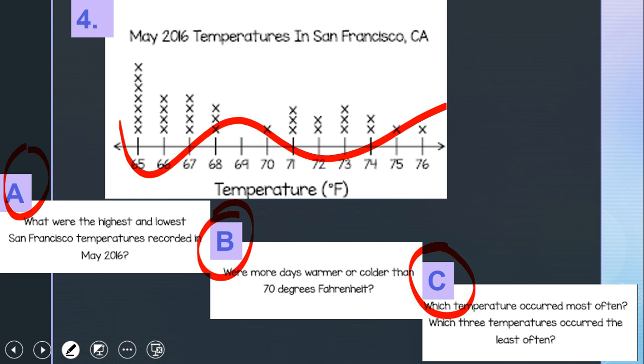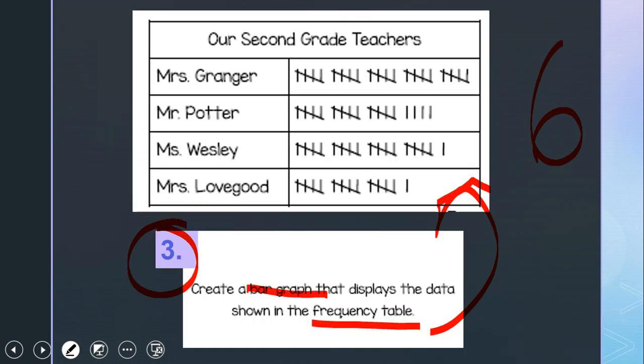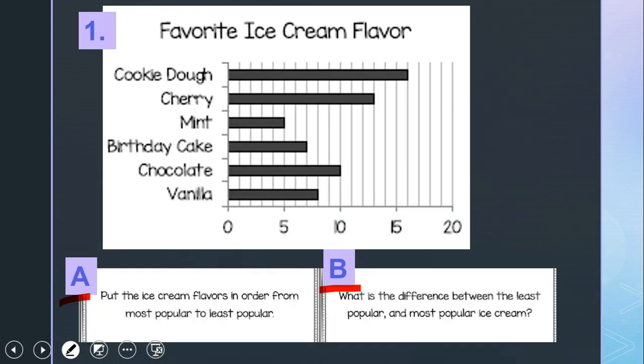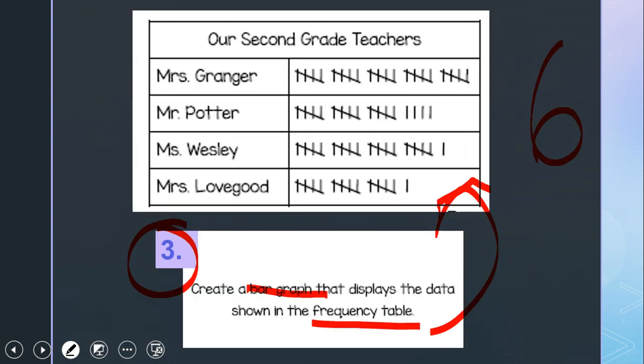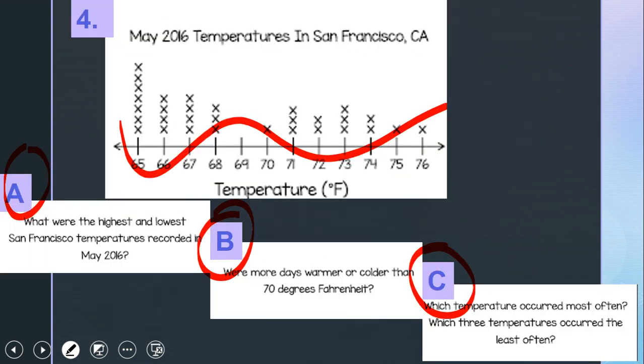So make sure that you have written down your answers and just send those to me on Class Dojo. I just need the answers. Make sure you write them on a piece of paper, and that is it. So question 1, 2, 3, and 4. Okay, and I can't wait to see how well you have used your graphs to solve the problems.